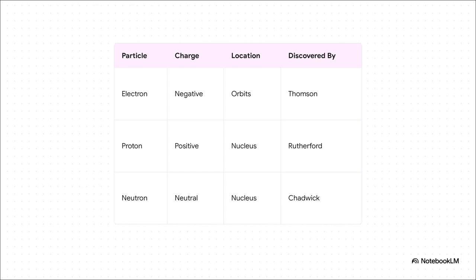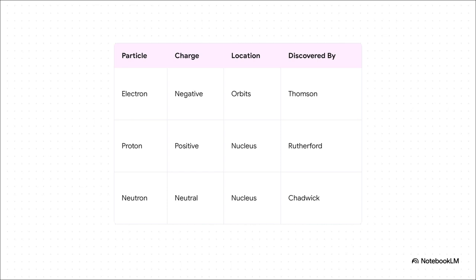There are three subatomic particles you absolutely need to lock into your memory. First, the electrons. They are negatively charged, hang out in the outer orbits, and were discovered by J.J. Thomson. Then we have the protons. Those are positive, they live right in the dense nucleus, and we credit Rutherford for them.